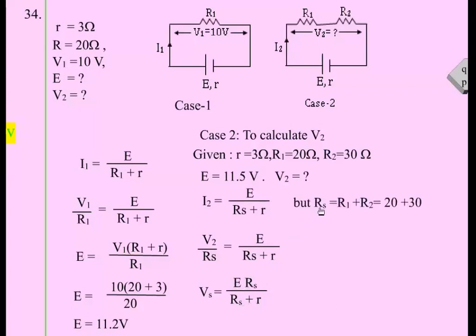So here the series combination Rs is equal to R1 plus R2. R1 is 20, R2 is 30, that is equal to 50. Now substitute for this one. Vs, or V2, is equal to 11.5 into 50, divided by 50 plus 3. So this V2 is equal to 10.84 volt.